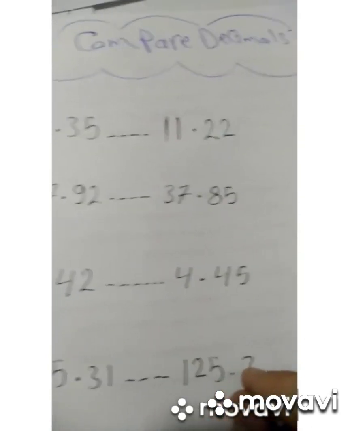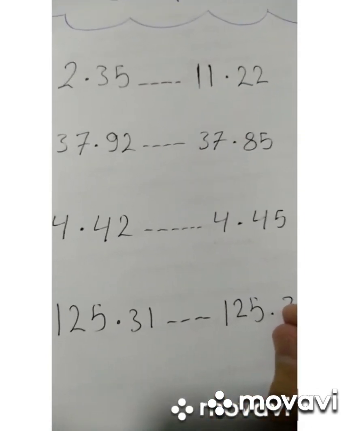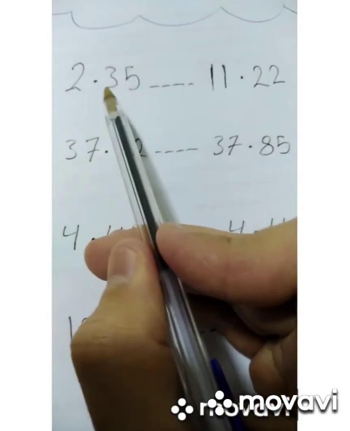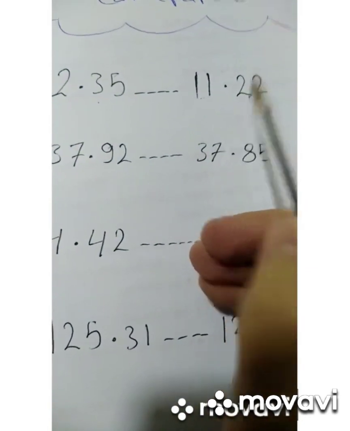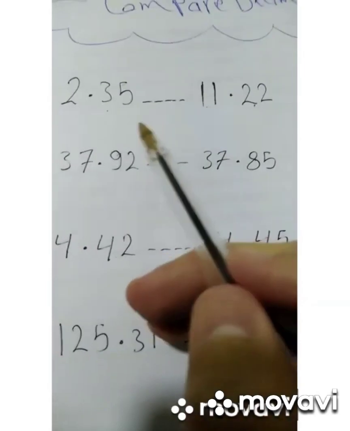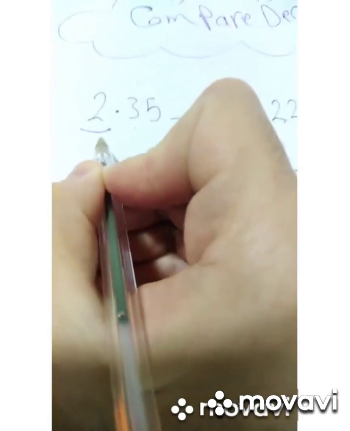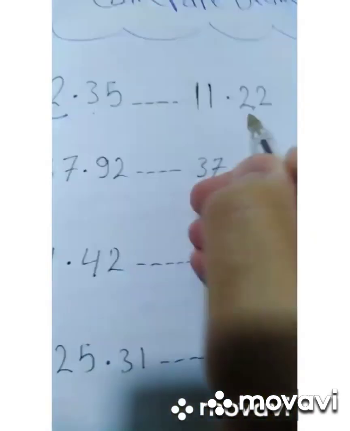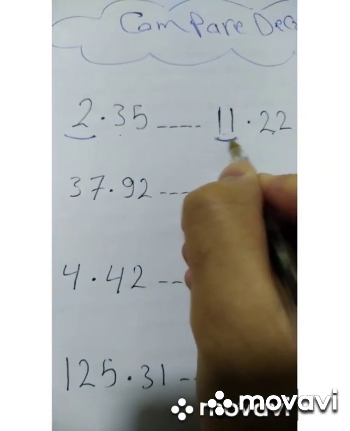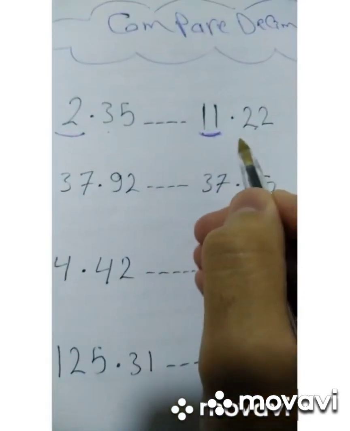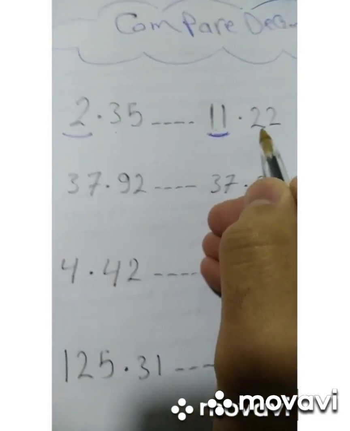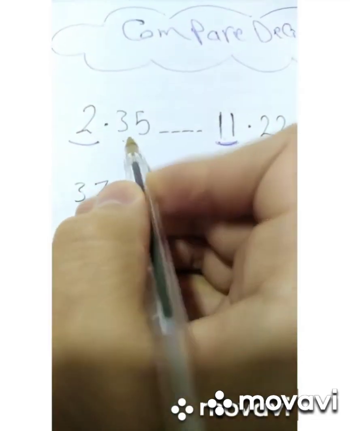Compare decimals. Okay, if we want to compare decimal numbers, like this example, we have 2 and 35 hundredths. The second decimal is 11 and 22 hundredths. If we want to compare, what is the greater now? Okay, at first, go to the whole. The first whole here is what? Is 2. And in the second decimal, the whole is what? Is 11. Okay, we can compare now. What is the greater? 11 or 2? Yes, 11 is greater than 2. So this decimal, 11 and 22 hundredths, is greater than 2 and 35 hundredths.